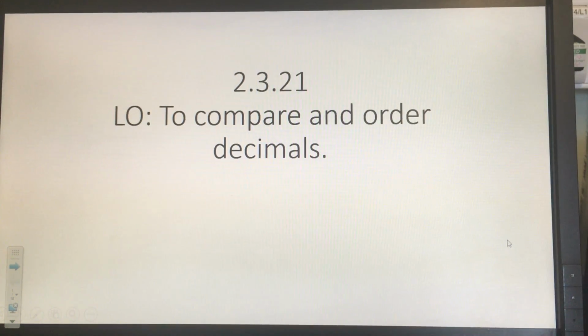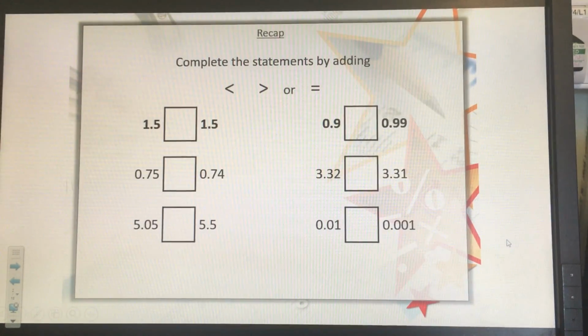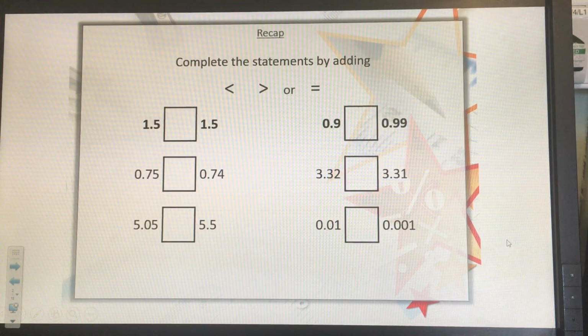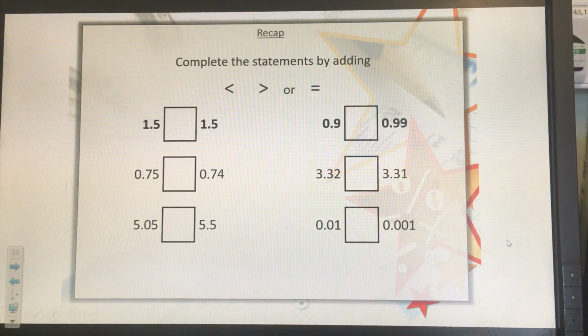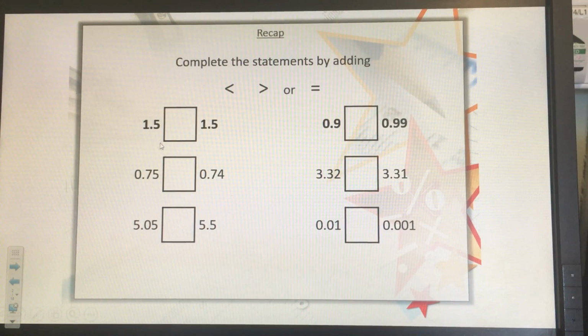Our learning objective today is to compare and order decimals. So this builds on from what we were learning yesterday. To start with, I'd like you to recap what we learnt yesterday by comparing these numbers using the greater than, less than and equals symbol. So I'll go through the first example with you.